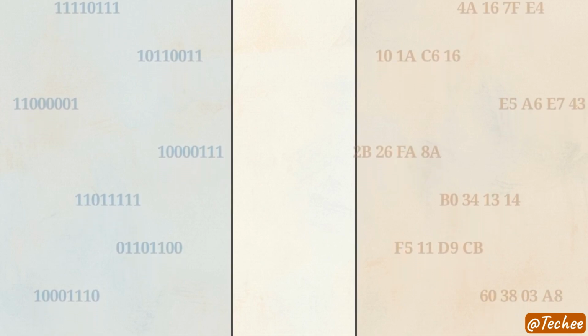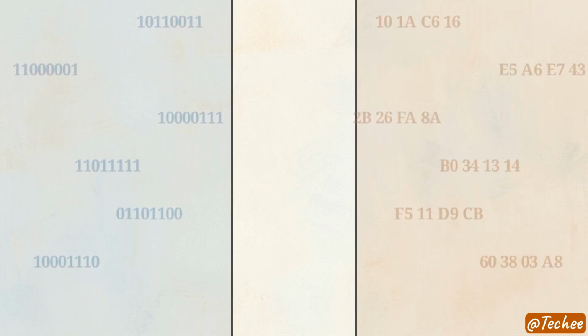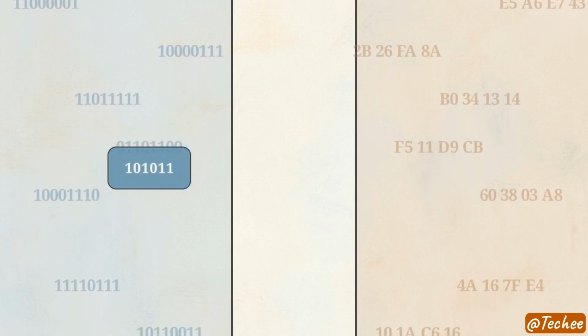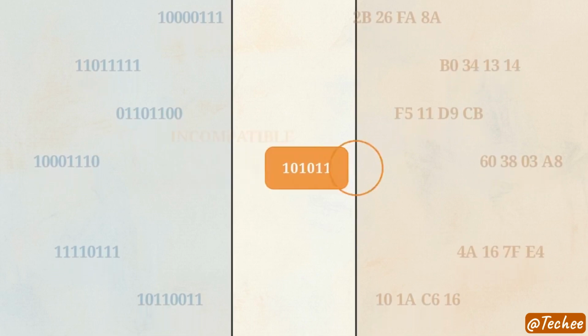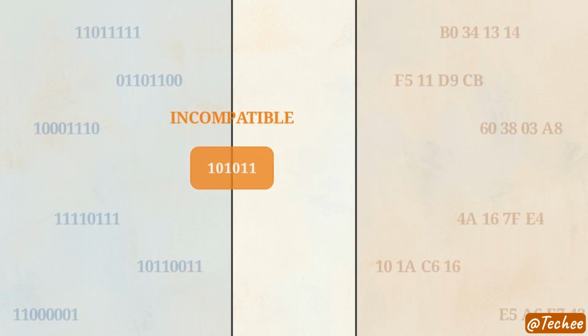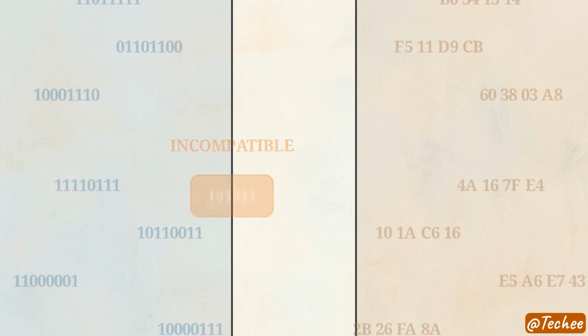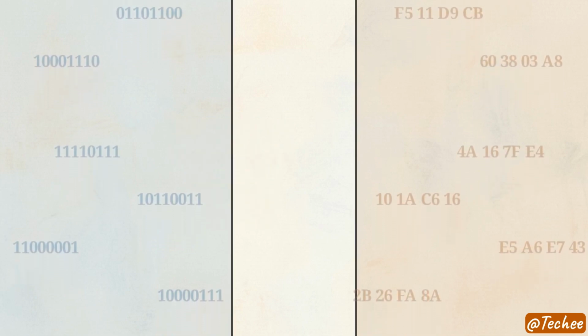But there's a problem. A cellular network, a fiber optic cable, and your home Wi-Fi all use different digital languages to organize their data. When a message from one type of network hits the border of another, it is instantly rejected. The receiving network doesn't recognize the format, so the communication fails.